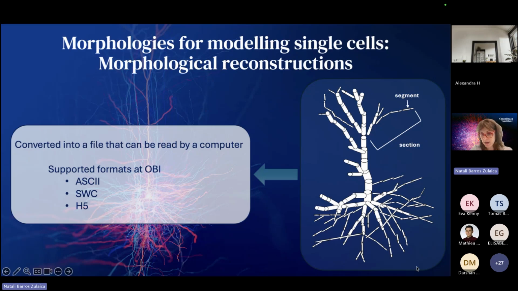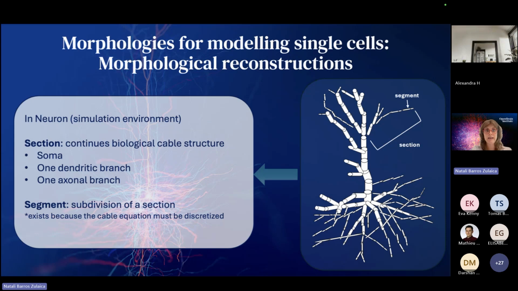And some concepts that I want to introduce you to, in case you are not familiarized with Neuron. Neuron is a simulation environment that we use in the code that we use in the Open Brain Institute in our platform. And there are two concepts that are important when studying morphologies: the concept of section and the concept of segment.